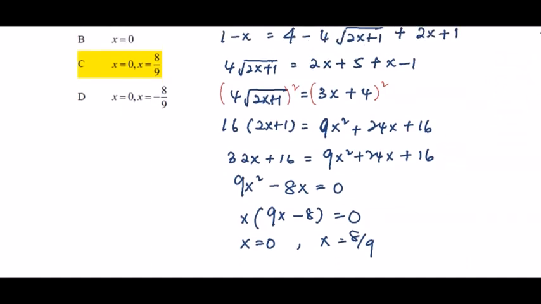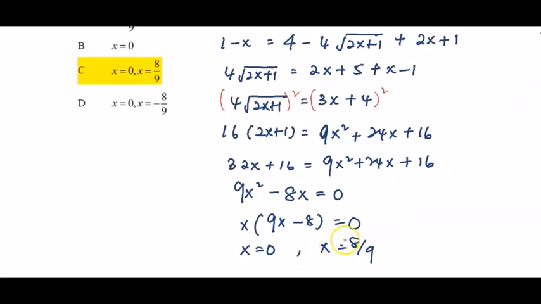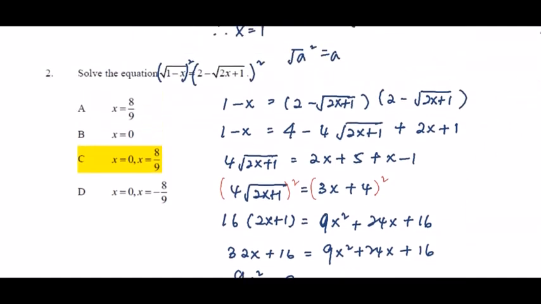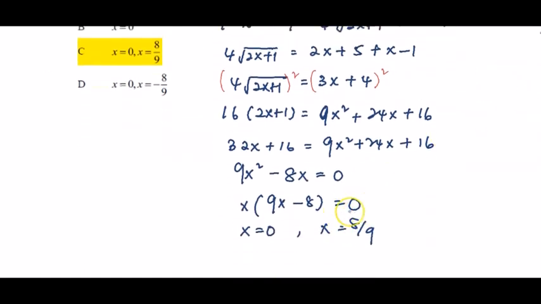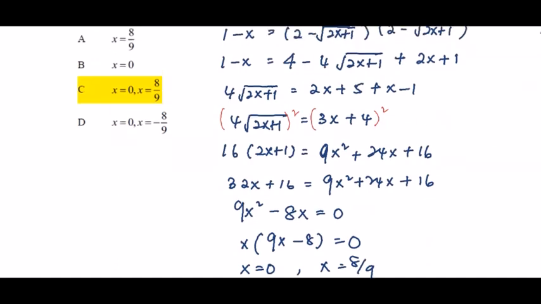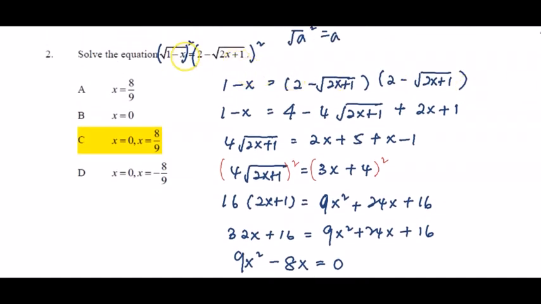I want to advise that later on you're going to check both answers to see whether they satisfy the equation, meaning you're going to substitute x as 0 and see whether the left and right sides have the same value, and also substitute the 8 over 9 into the original equation. Since both answers satisfy the equation, we're going to choose the answer C.